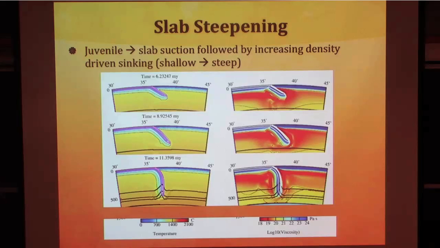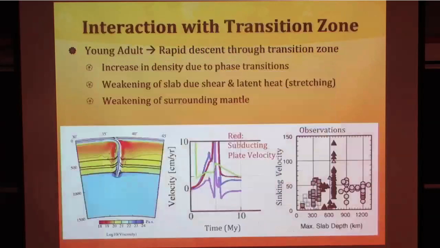Okay, and so these models show that steepening where the slab basically enters the transition zone at almost a vertical angle. Okay, now this slab is not being allowed to move forward or backwards, and if it was, then this could actually have a different shape as it entered the transition zone. The next stage is actually the interaction with the transition zone. I call this the young adult phase because it's like having a teenager with all the complexity of being a teenager.